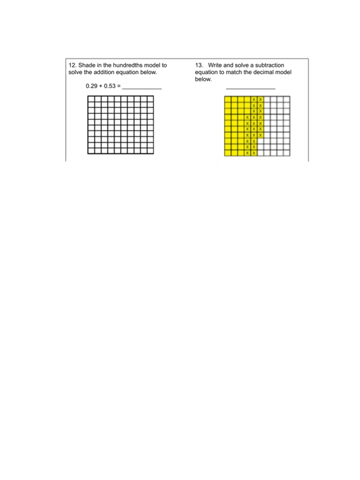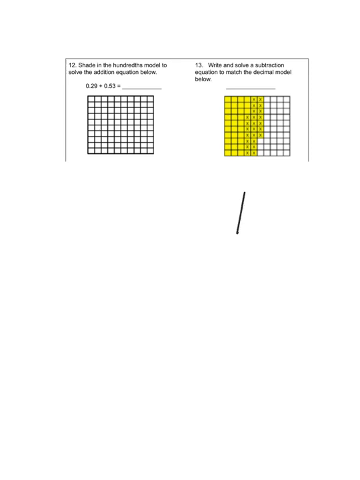Questions 12 and 13 give you decimal models, and they ask you to shade in the models to show either an addition or a subtraction problem. Question 12. Shade in the hundredths model to solve the addition equation below. 29 hundredths plus 53 hundredths. Question 13. Write and solve a subtraction equation to match the decimal model below.